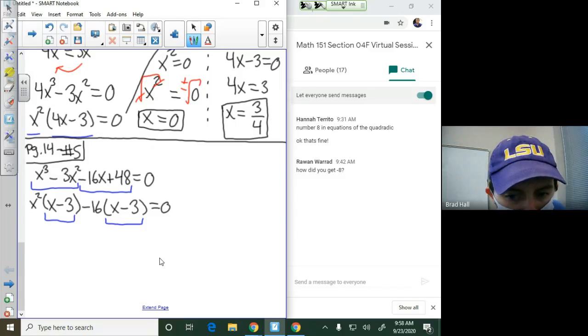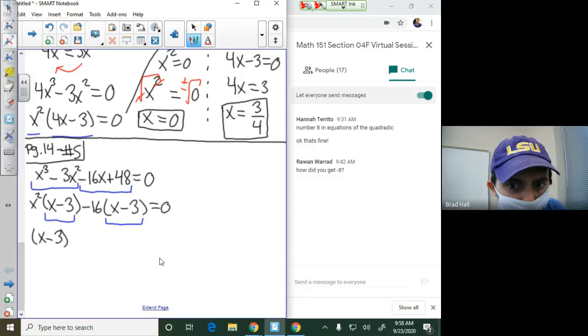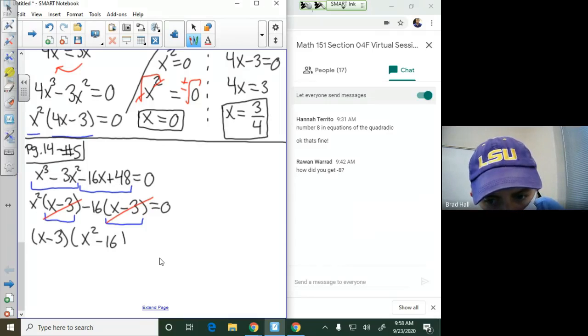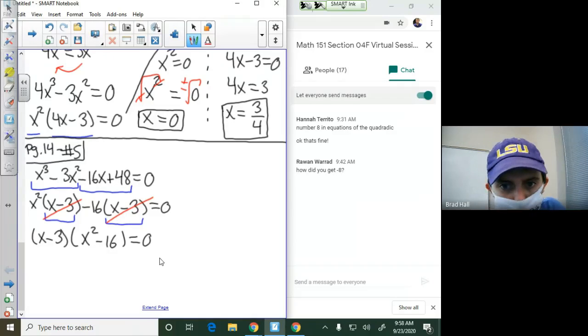And so now we have x minus 3 in common. We can factor out x minus 3. So what are we left with? X squared minus 16. Here's the x squared, and then here's the minus 16. Now we have a factored form.